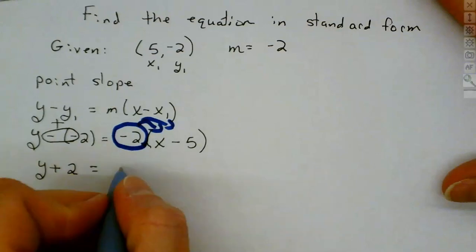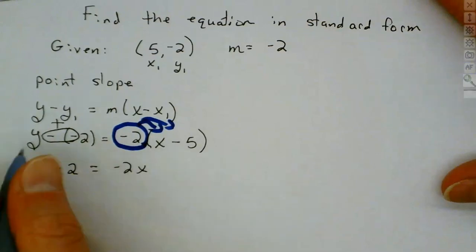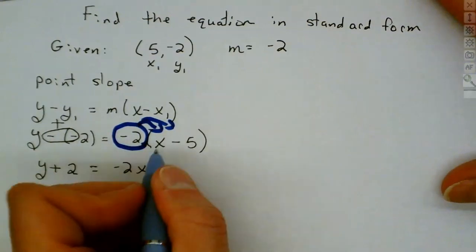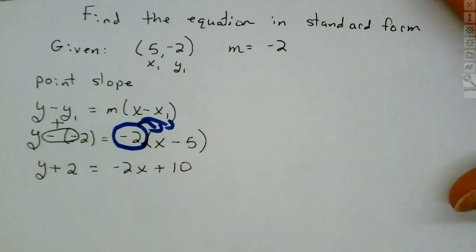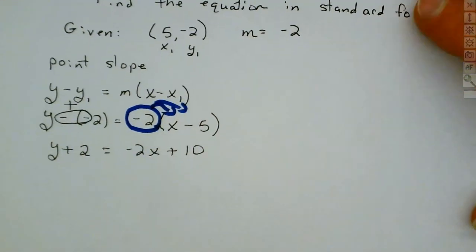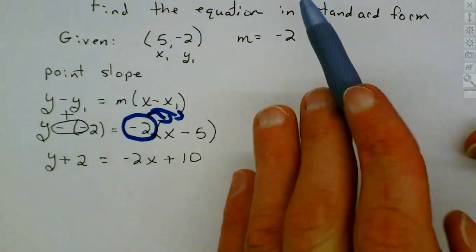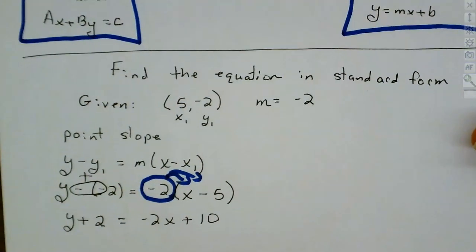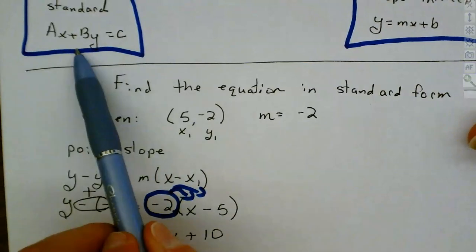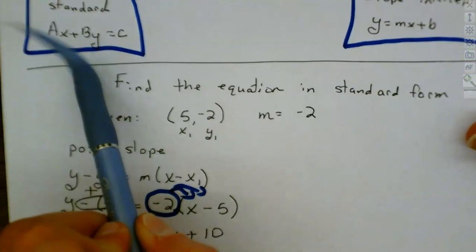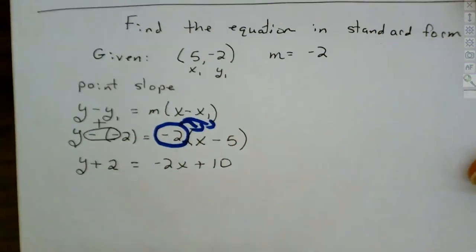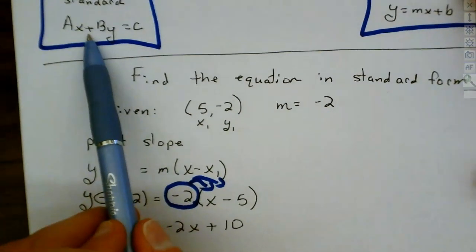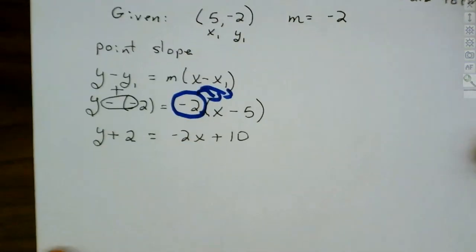And that gives you then a minus 2x. Negative and negative makes it a positive 10. And what form do we want this in? Standard. And what does standard form look like? That. So let's make it look like this. And how do we do that? We just did these a moment ago.